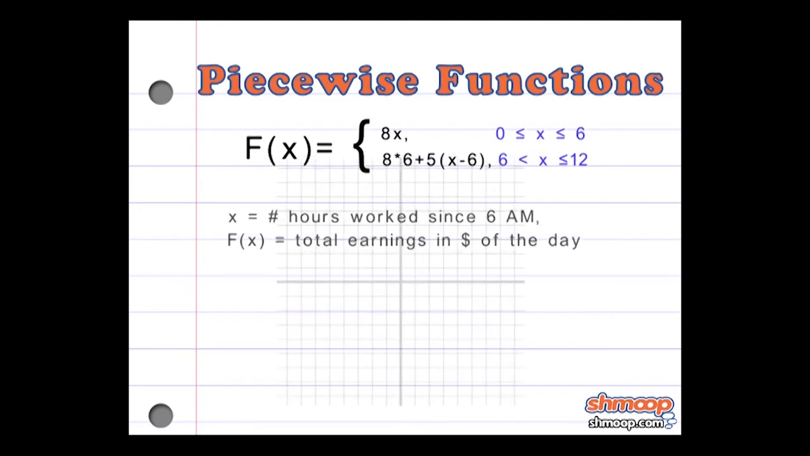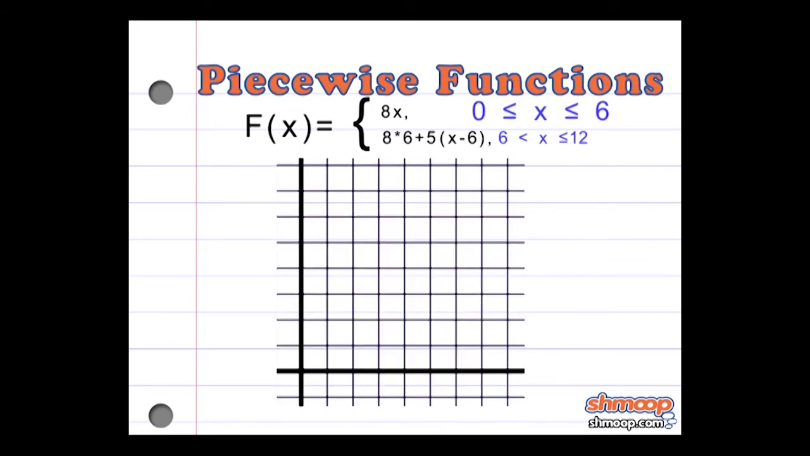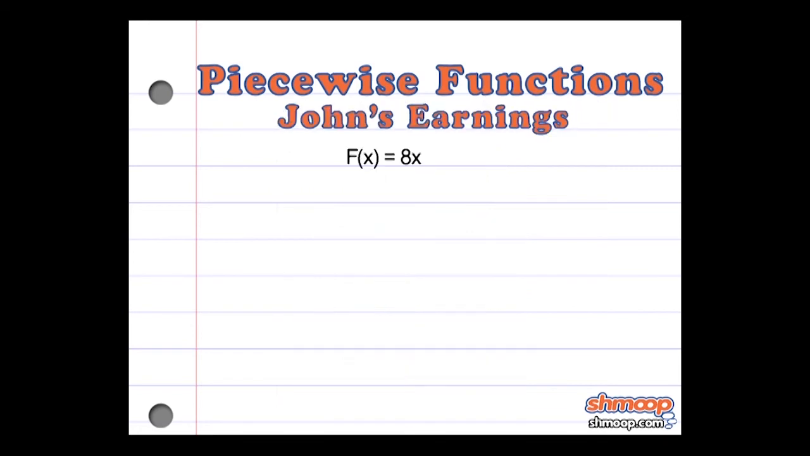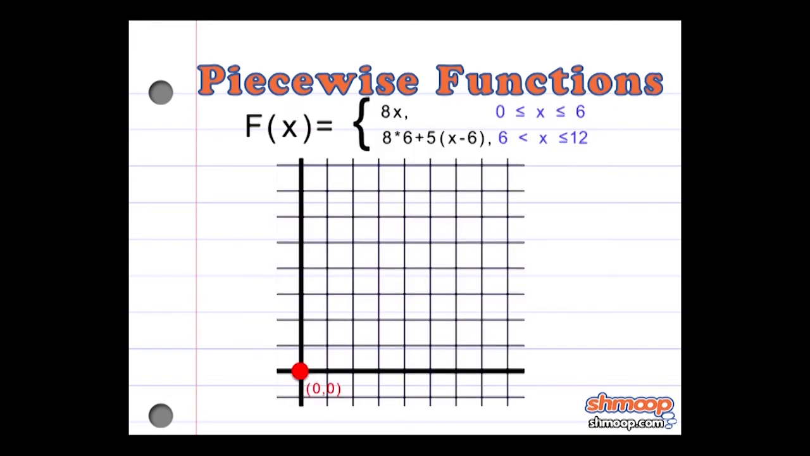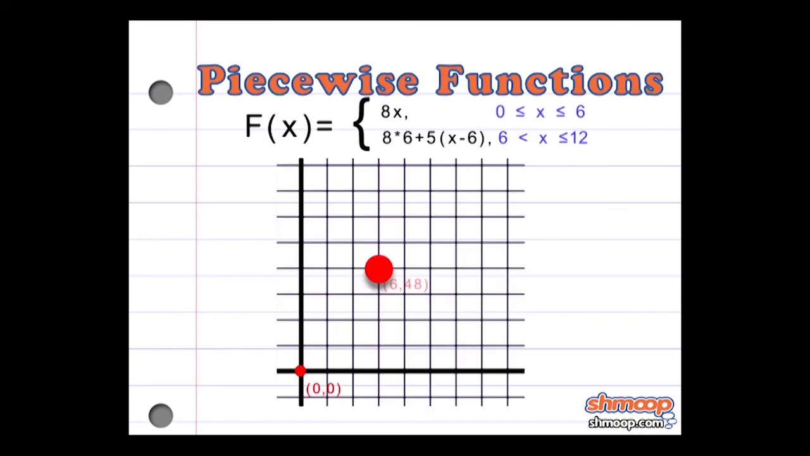And now everything can be shown on one chart. All we do is graph the function. Both pieces are line segments, so 2 points per piece are sufficient to graph the function. For the first line segment, for when x is greater than or equal to 0 and less than or equal to 6, we can plug in x as 0 to get (0, 0) as one endpoint. To get the other endpoint, we can plug in x as 6 to get (6, 48).